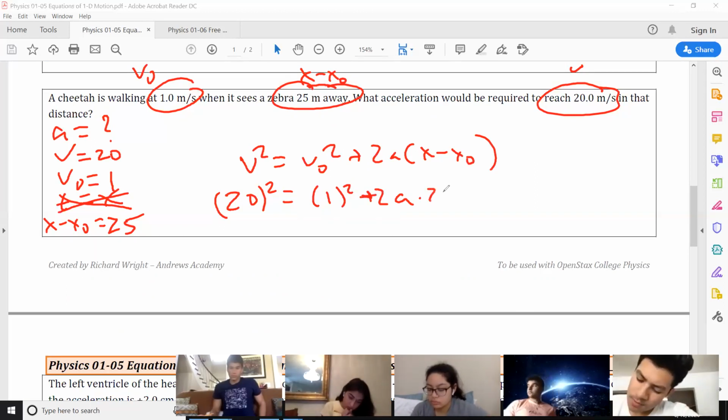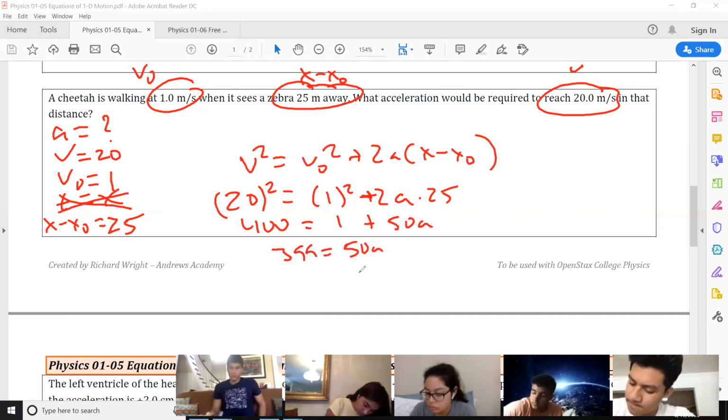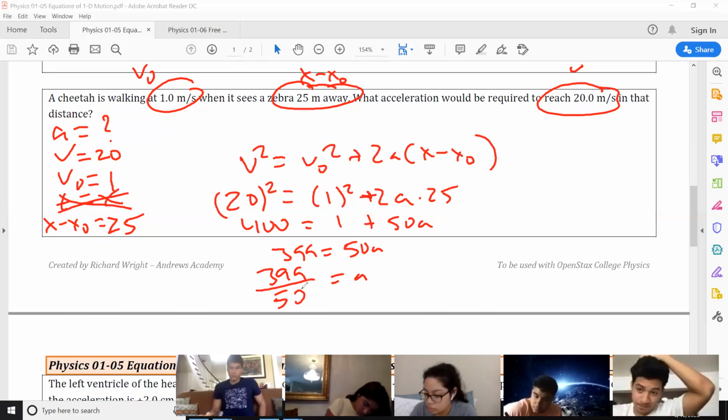Our distance is 25. So you get 400 equals 1 plus 50a, 399. You just kind of keep going. And whatever that is, that's your answer.